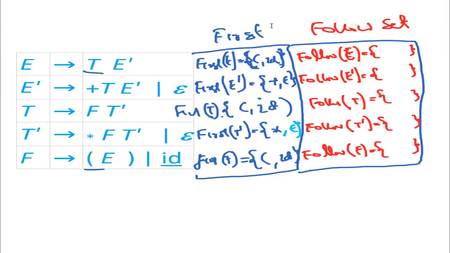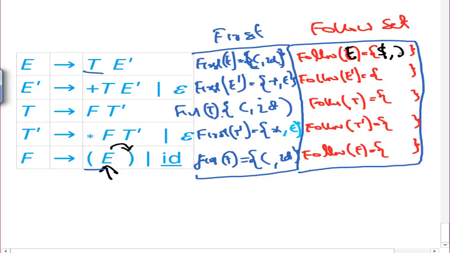So dollar is always going to be in the follow of the start symbol, that is E. Okay, and we also have to see, is E anywhere in the productions? Yes, I am seeing E is here. So what is the follow of E? The follow of E is the first terminal after it, and it is the terminal symbol, that is the close parent. So close parent is also in the follow set of E. Is E anywhere else? No, it's not. So this is our follow of E.